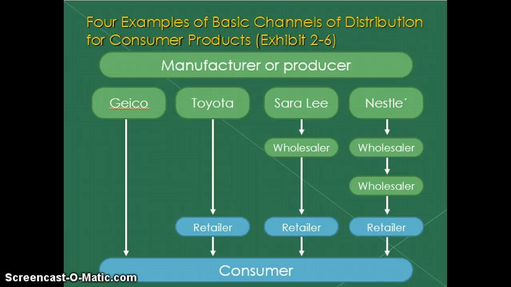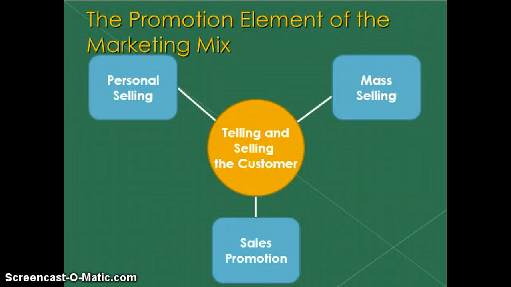So channels of distribution are just another example of the place portion of the 4 Ps. Moving on to the promotion element. With the promotion element, you have personal selling, which is spoken communication between a seller and a possible or potential customer. A lot of times this is face-to-face. It can be over the phone as well, but it needs to be personal communication from one person to another. All right, that's your personal selling.